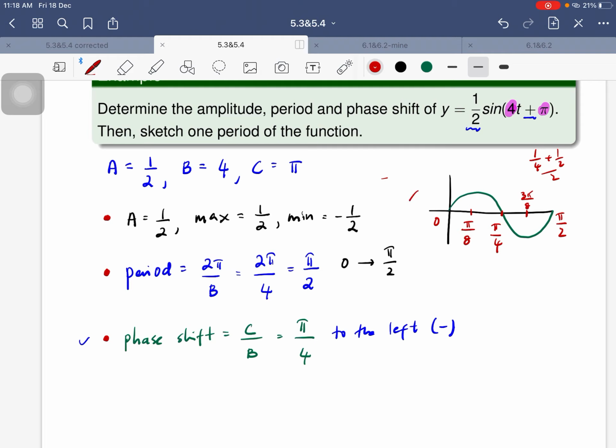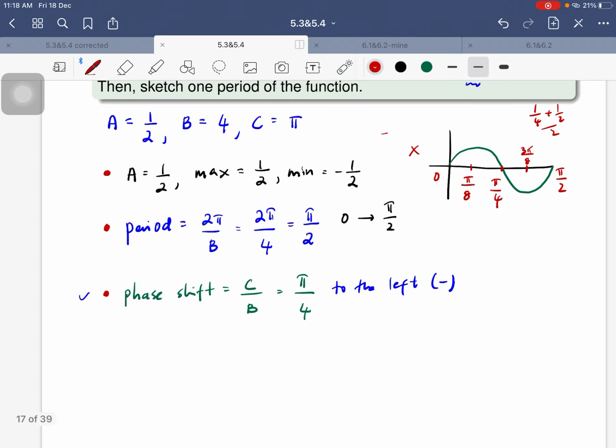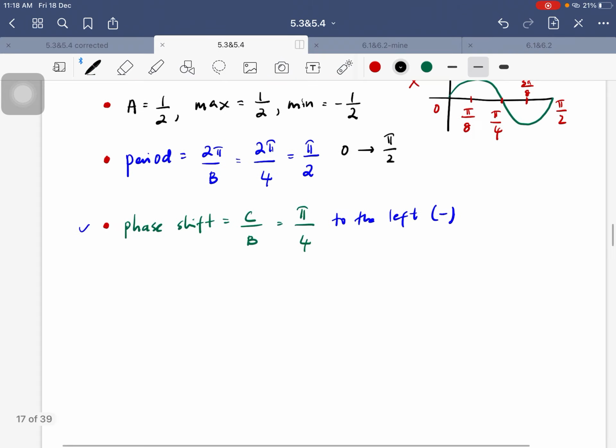Okay, however, this is not going to be our graph because our graph is supposed to be shifted to the left. So it's going to move that way. How many units? It's going to be pi over 4 units. The easiest way to look at this is by having a table.